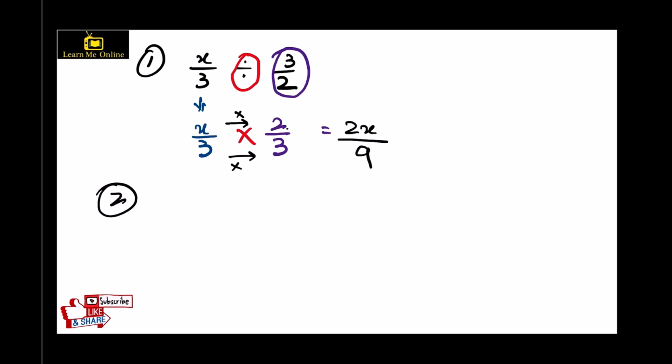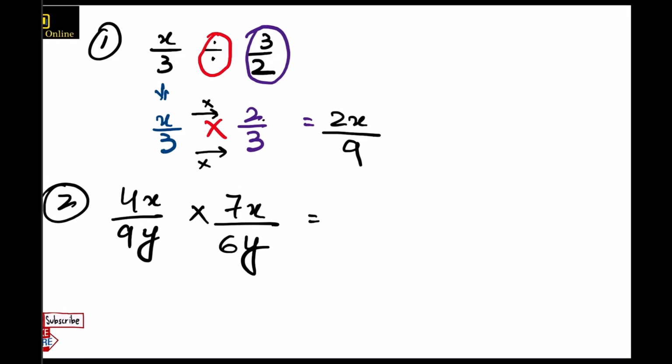Looking at the next example, we have 4x over 9y times 7x over 6y. We don't have anything common in the numerator or the denominator, so we cannot simplify anything yet, but we multiply the top with the top and the bottom with the bottom.